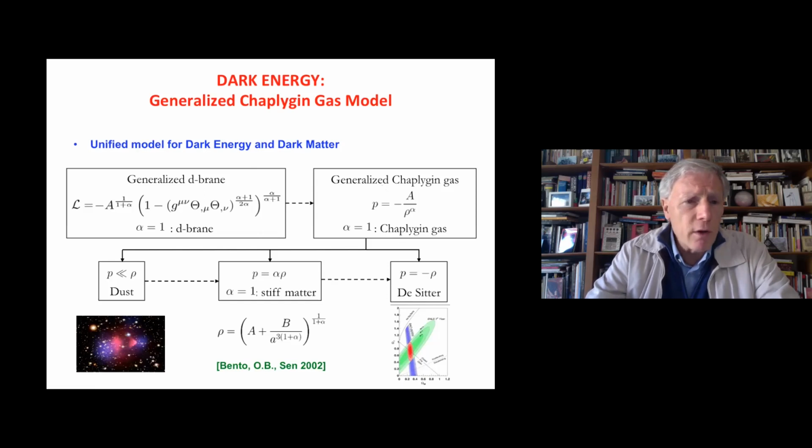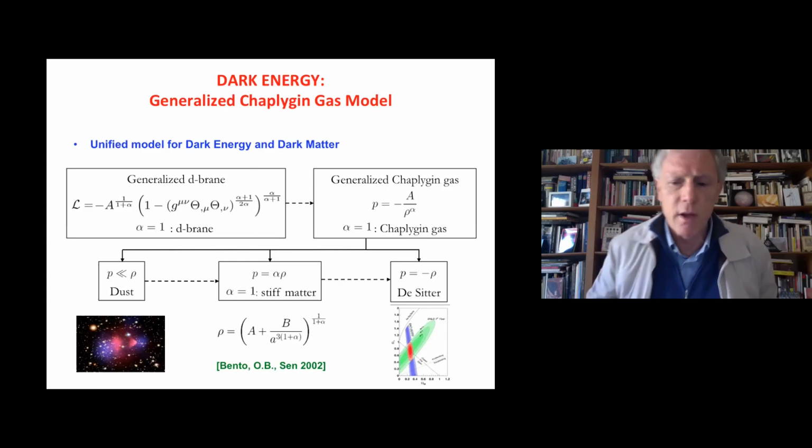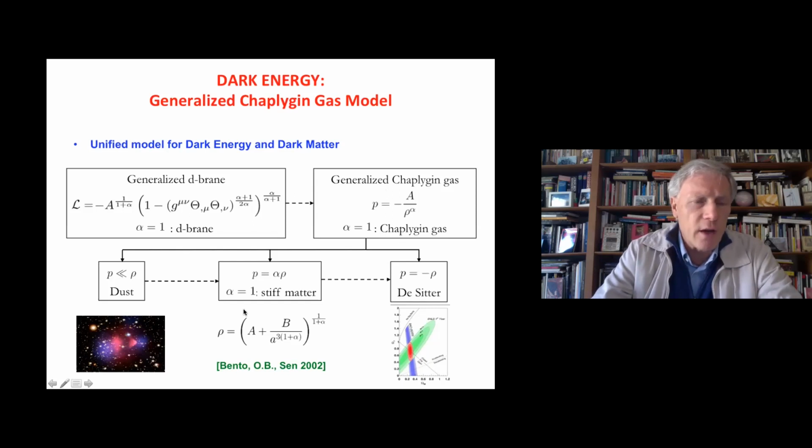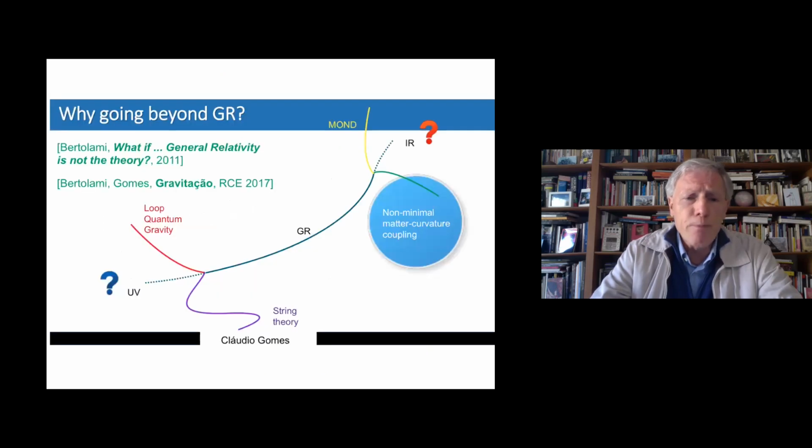We have shown long ago that this equation of state allows us to have very nice properties. In particular, it allows that in the early universe, you have a dark matter type of behavior, and in the late universe, you have a cosmological constant type or a dark energy type behavior. So this is a sort of unified model of dark energy and dark matter, and we have shown that this is consistent with all the phenomenology of cosmology.